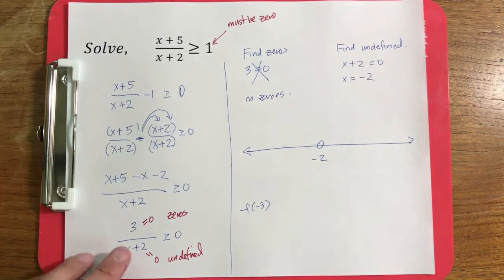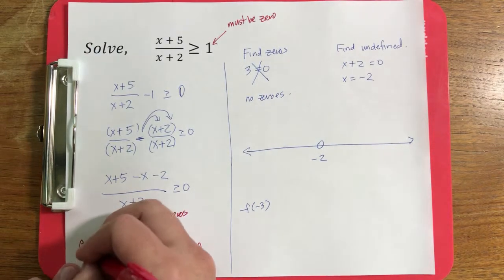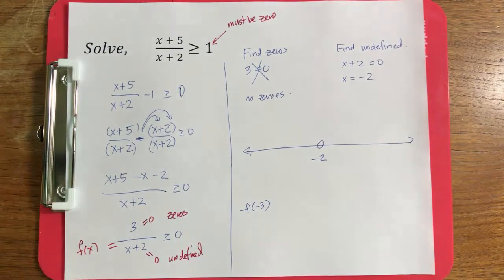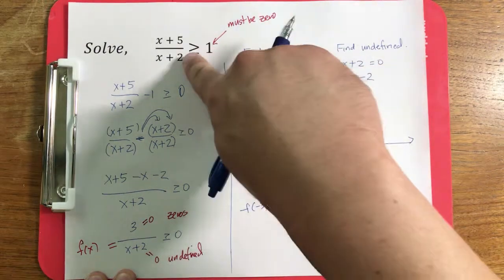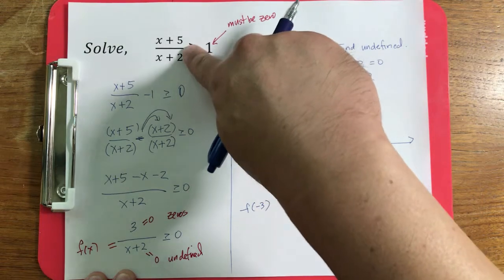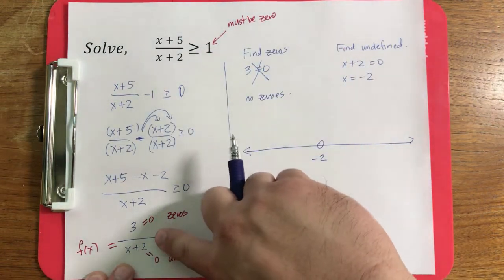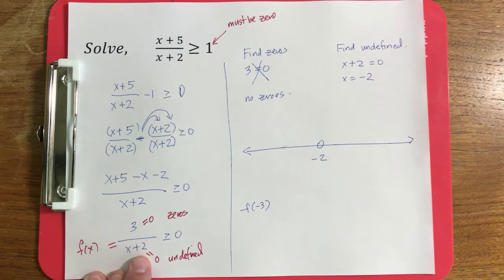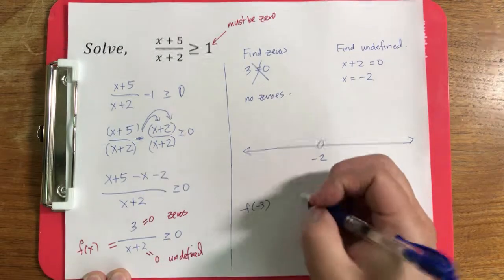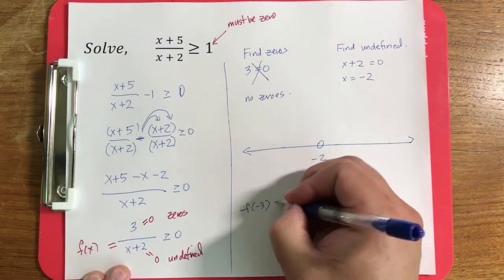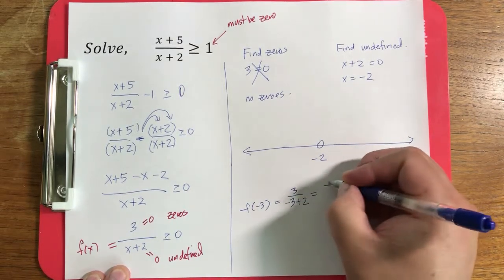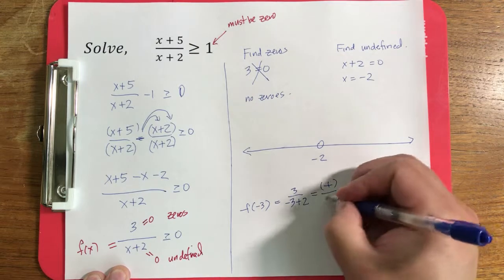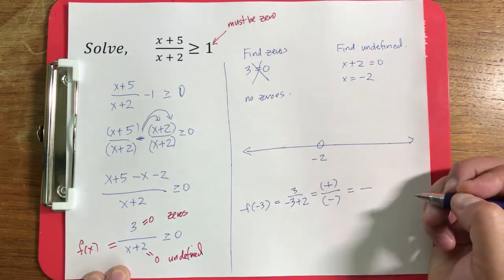Now be really careful that f of x is equal to this. When we're playing our game, this side has to be equal to 0, so we can't use this expression. We have to use this expression down here. So this is going to be our f of x, the one that's transformed when it has 0 on the right side. Okay. So when I plug in negative 3, I get 3 over minus 3 plus 2, which is a positive number divided by a negative number, which gives me a negative number.